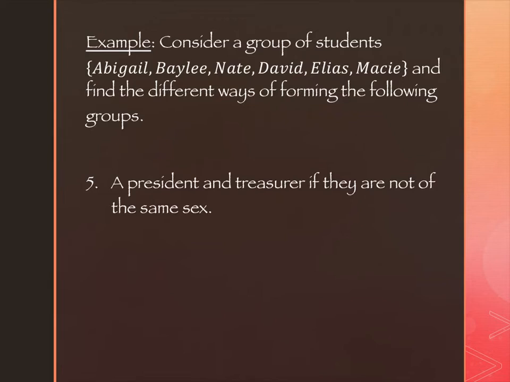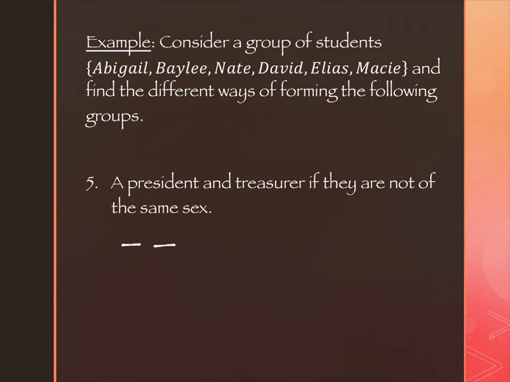We just don't get a list. We only get the number. So it says that we've got our group of students, or kids, and they're having ways of forming the following groups. The first one is the same one we saw yesterday, president and treasurer not of the same sex. So the first thing we have to choose is how many different people could be president. With these conditions, how many people could be president?